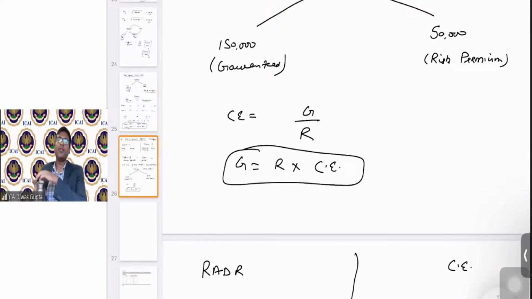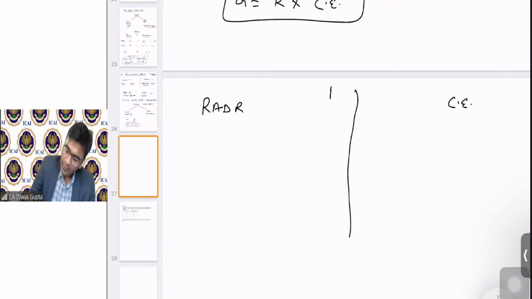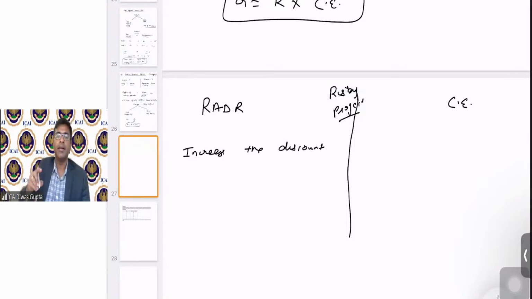Yes. Now let us link these concepts and implement them in our solutions. Okay. Now, students, RADR, risk adjusted discount rate, and the certainty equivalent approach. If there is a risky project, it means that the risk element is high. If we follow the RADR method, for a risky project, it will increase the discount rate.